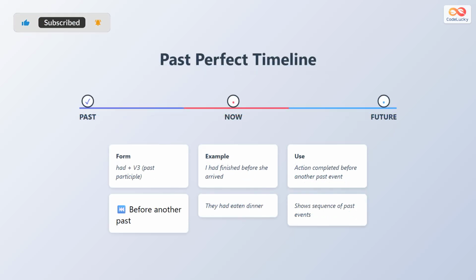The past perfect tense shows an action that was completed before another action in the past. We form it with had plus the third form of the verb, also called the past participle. For example, I had finished before she arrived, or they had eaten dinner. The past perfect is used to show the sequence or order of two events that both happened in the past, where one happened before the other.